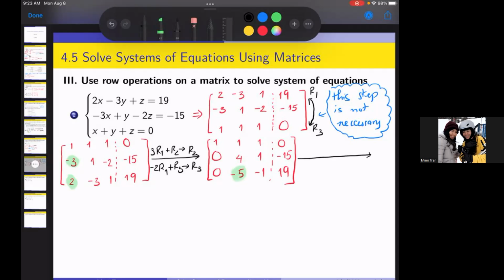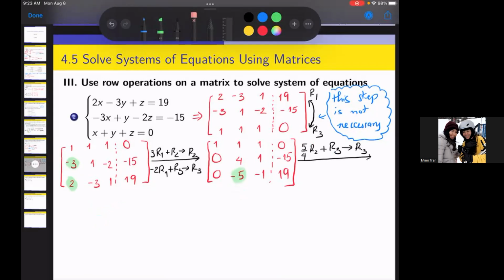Can I take 5 over 4 times row 2? What happened when you take 5 over 4 times 4? 5 over 4 times 4 is almost gone, right? Which is 5. And I add to row 3, it becomes row 3. So 5 over 4 times, let's say, times 4. That's canceled, then you delete your -5, which is what you want, or you want to eliminate the -5.